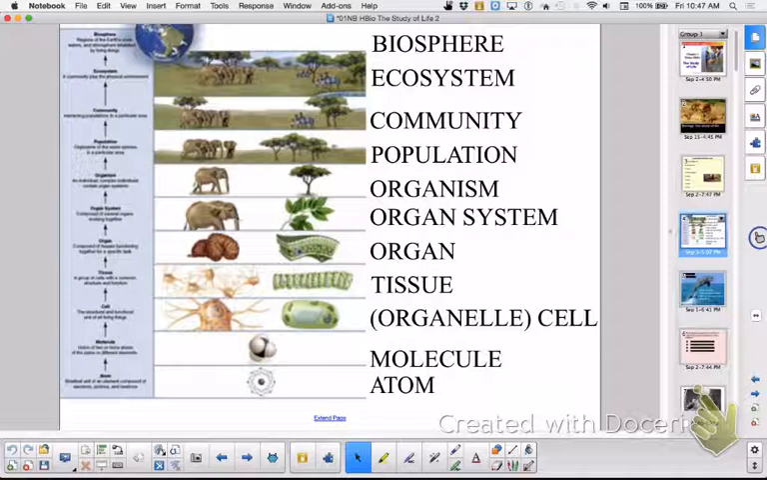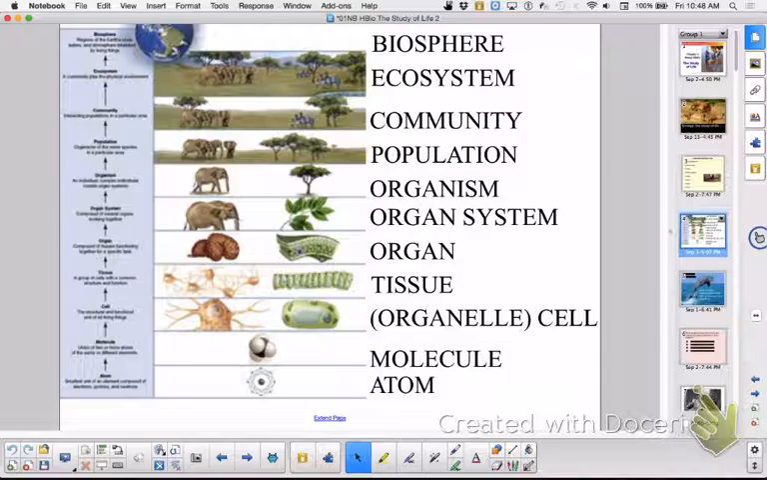Atom, molecule, organelle. With me. Cell, tissue, organ system, organism, population, community, ecosystem, biosphere. Yay! Now, that is the organization of life because we know life, ready? Here we go. Living things are organized, made of cells, right? Cells, that's where we are.